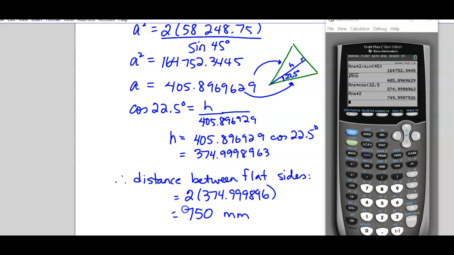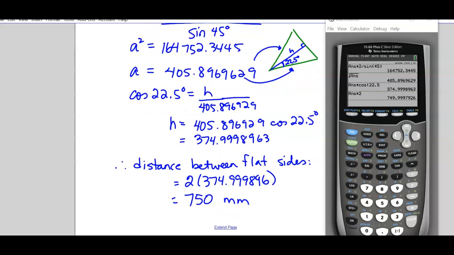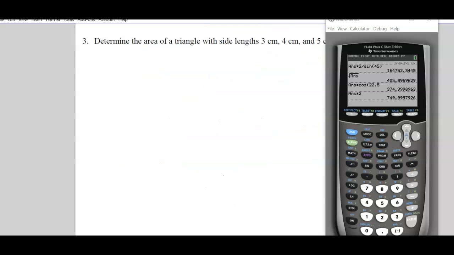All right, so distance across. Okay, so that's in millimeters. Centimeters would be what? 75, right. 10 millimeters in a centimeter.